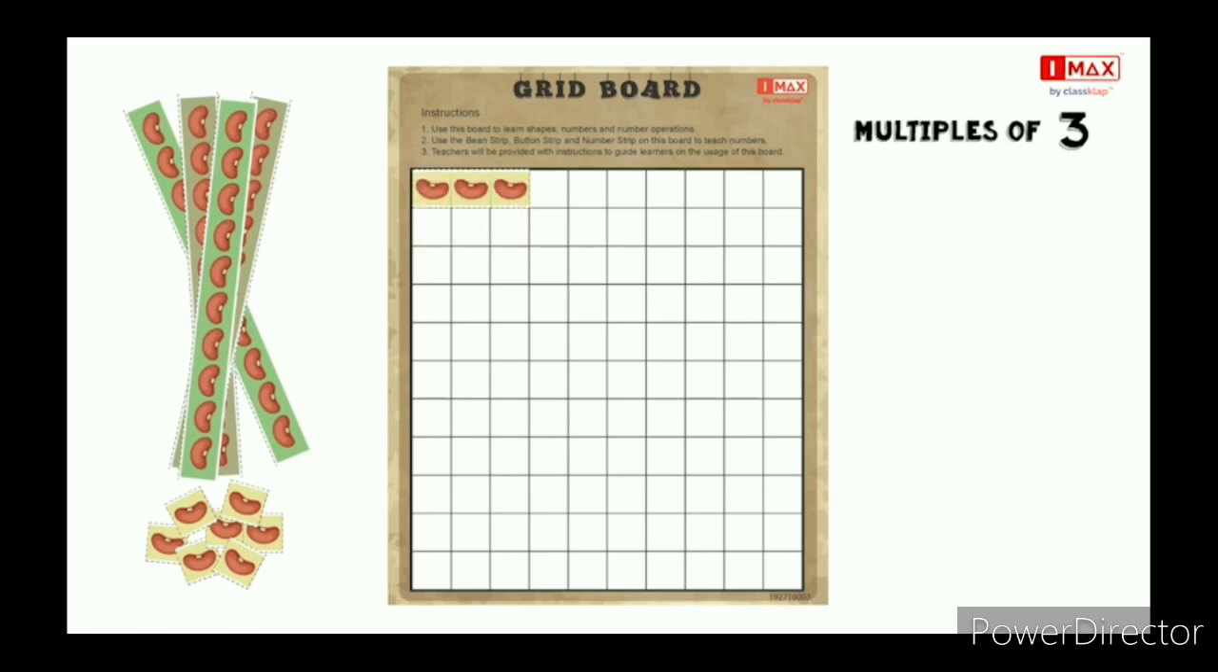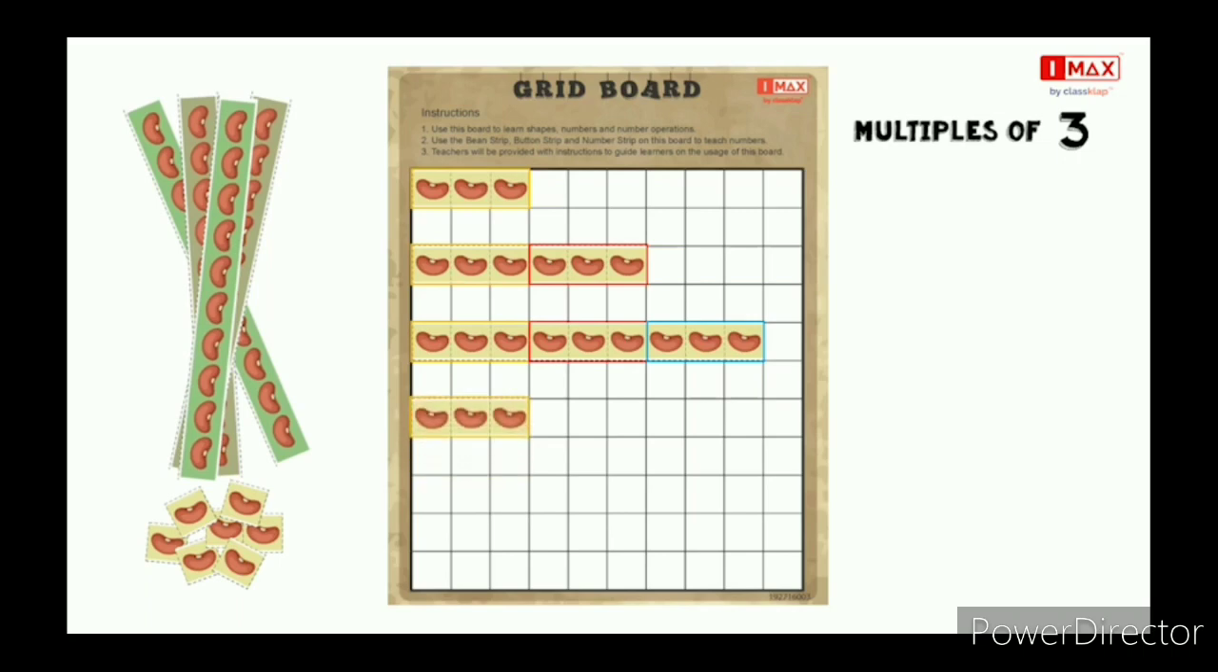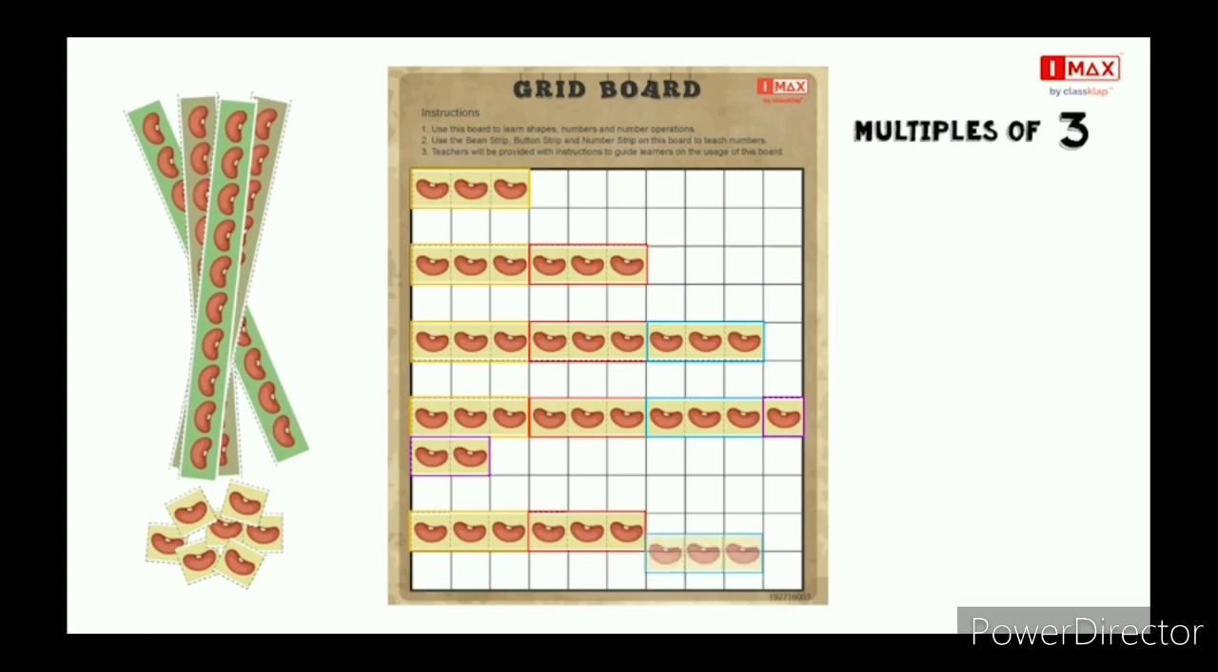So we have one group consisting of 3 beans. What if we put 2 of these groups together? Then we have 6 beans. Next, we put 3 groups together. So we have 9 beans. Next, we put 4 groups together. So we have 12 beans. Then we put 5 groups together. So we have 15 beans.